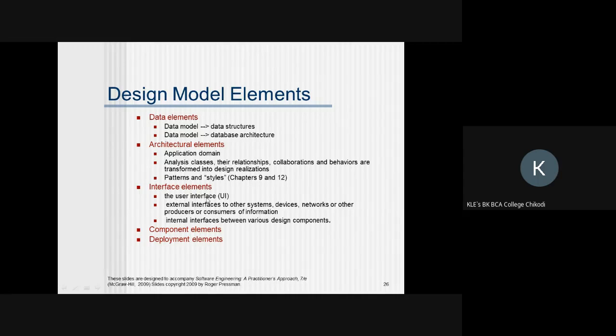These are some of the things we have to consider during architectural development. Interface elements: the user interface, external interfaces to other systems, devices, networks, or other consumers of information. Internal interfaces between various design components. These are the things we have to consider during the designing of a graphical user interface or front-end development. Okay, component elements. These component elements are the interfaces which are used for connecting the multiple modules.